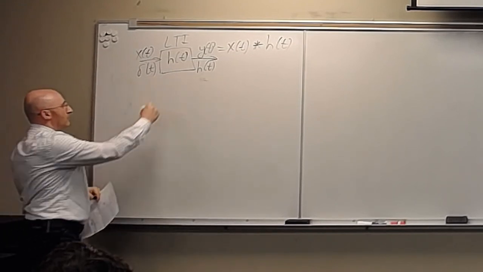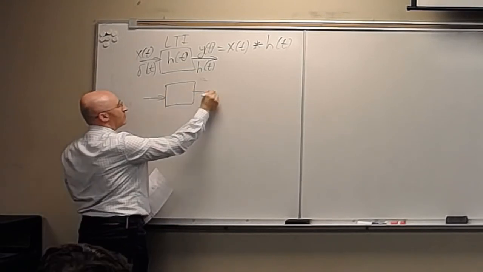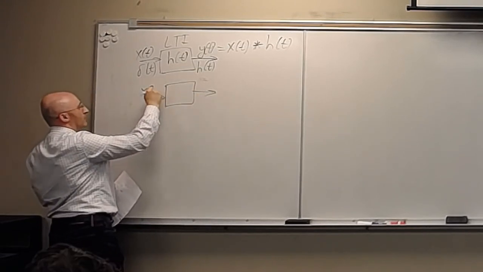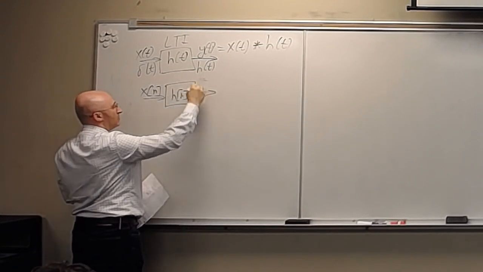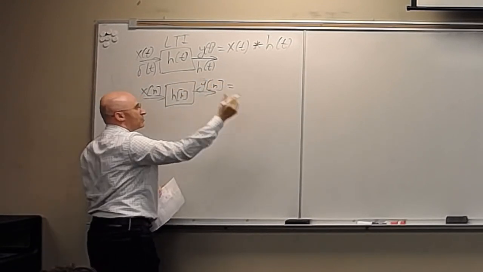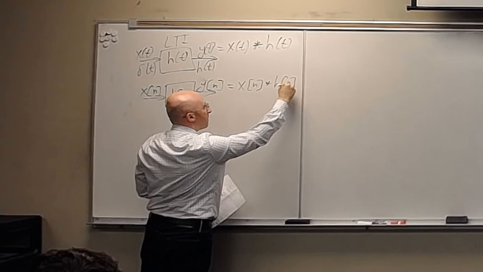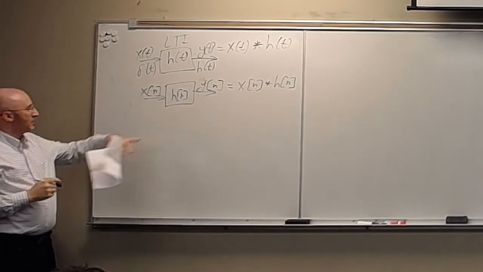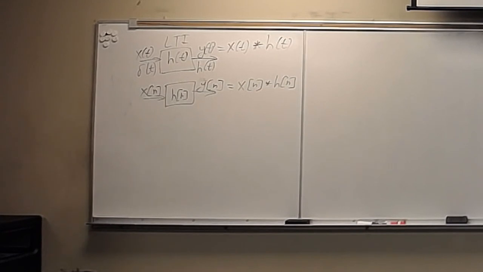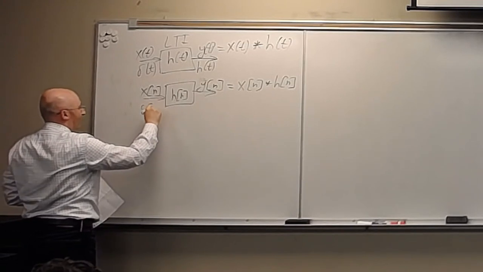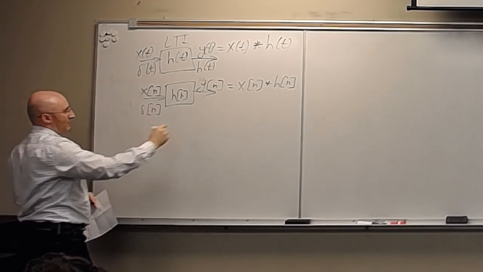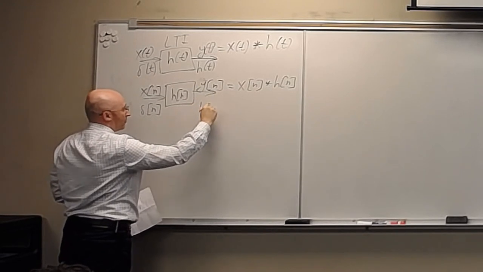Now, for a discrete system, you have something very similar. You have x of n, here you have h of n, and here you have y of n, which is computed by convolution of x of n with h of n. Now, what kind of delta is it? It's still the delta response, but it's the discrete Kronecker delta. And then you get h of n.